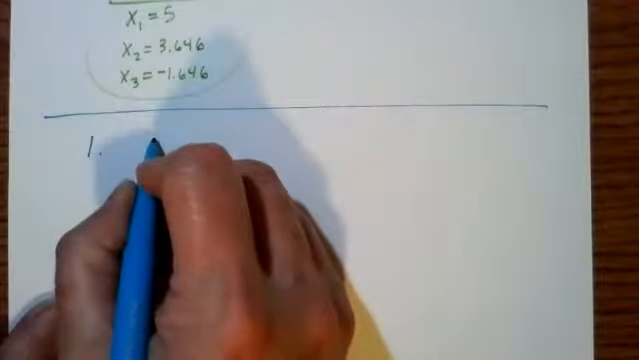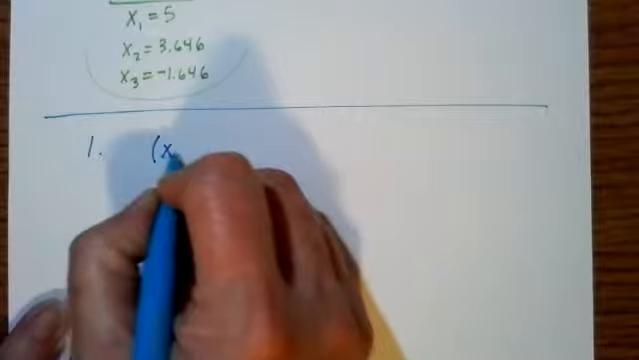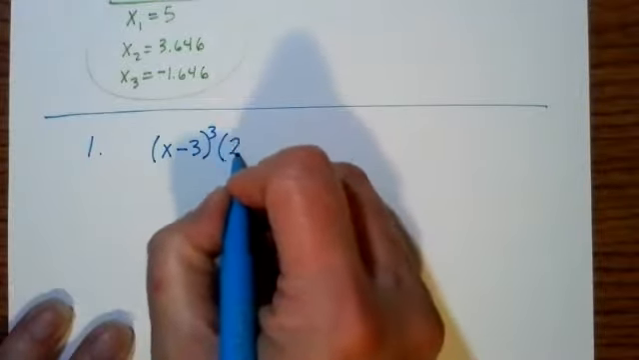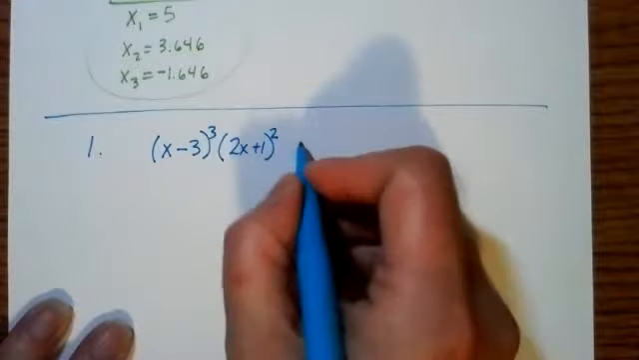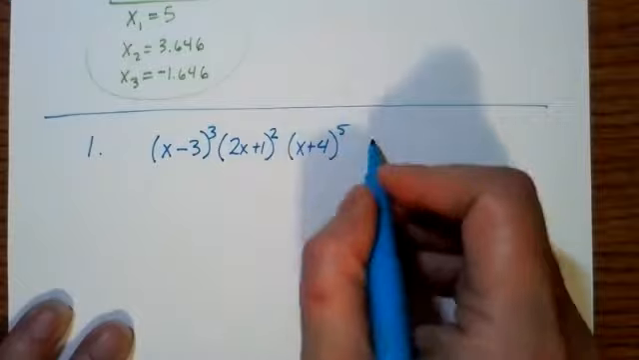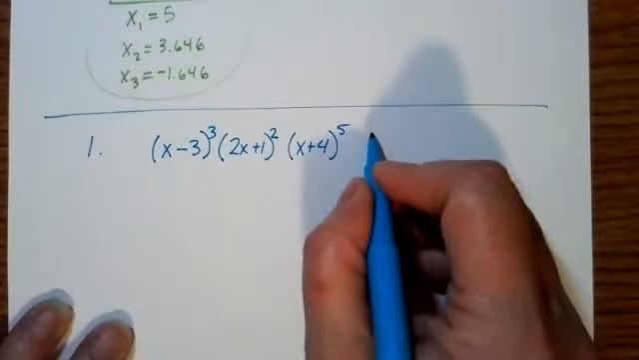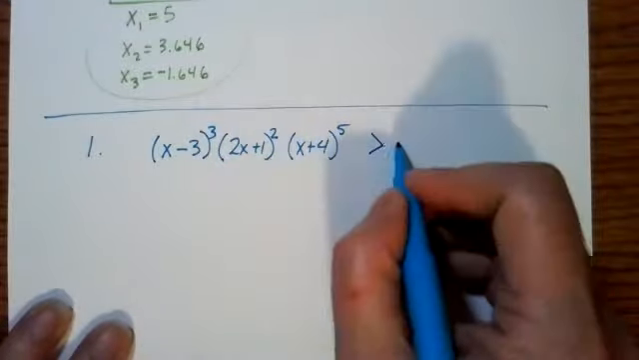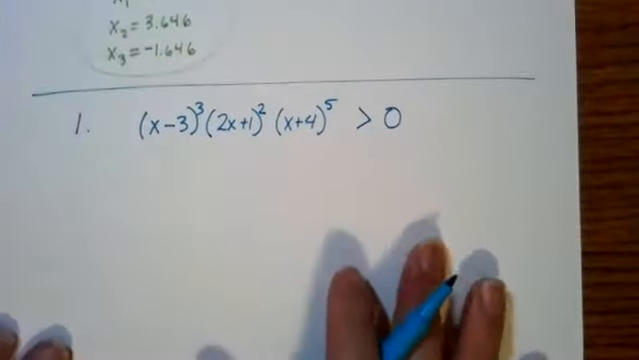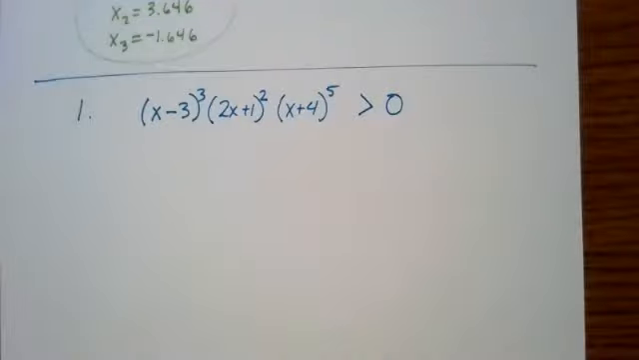We are looking at a polynomial in factored form. We've got (x − 3) cubed, and then (2x + 1) squared, and finally (x + 4) to the 5th power. And it's an inequality, the question being when is that going to generate a value that's greater than 0? So we have done a little bit with this before. This is a good little recap.